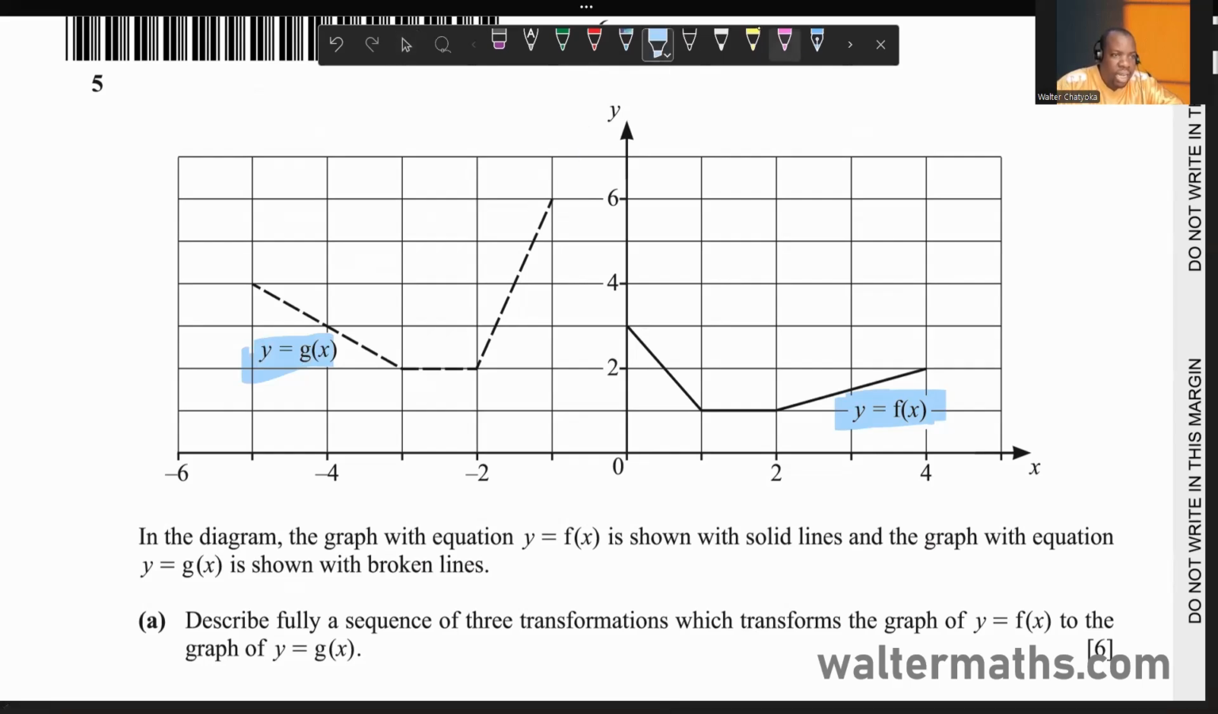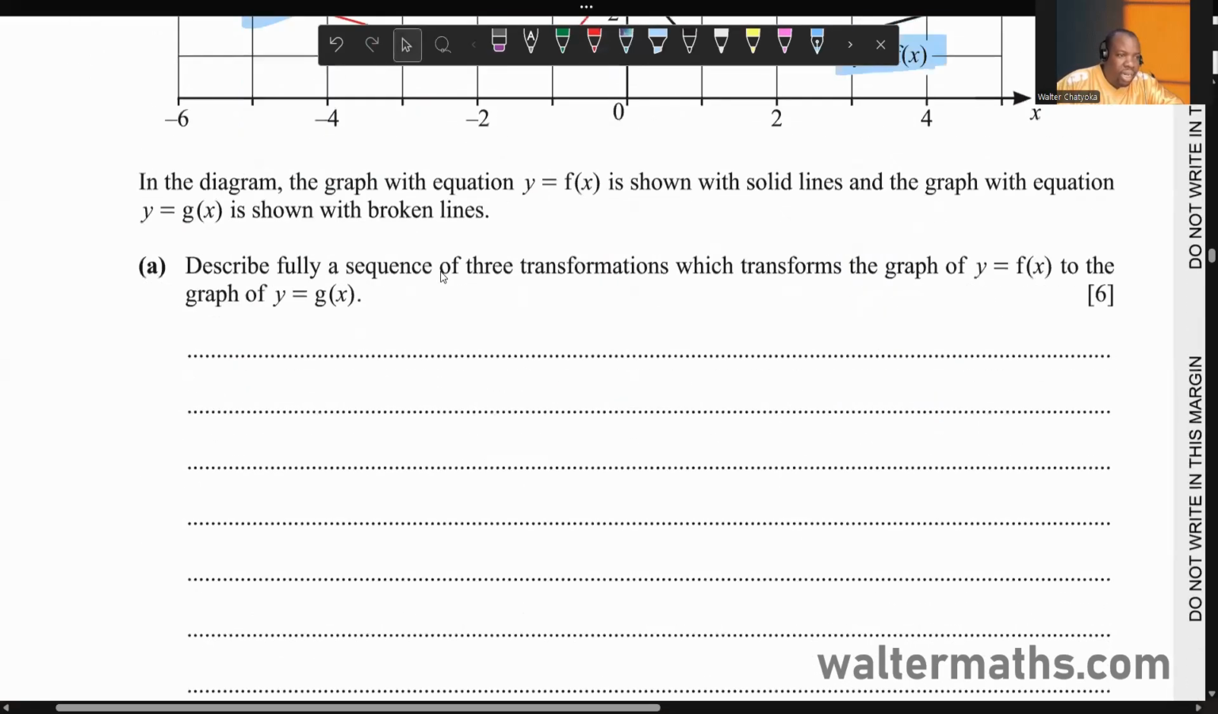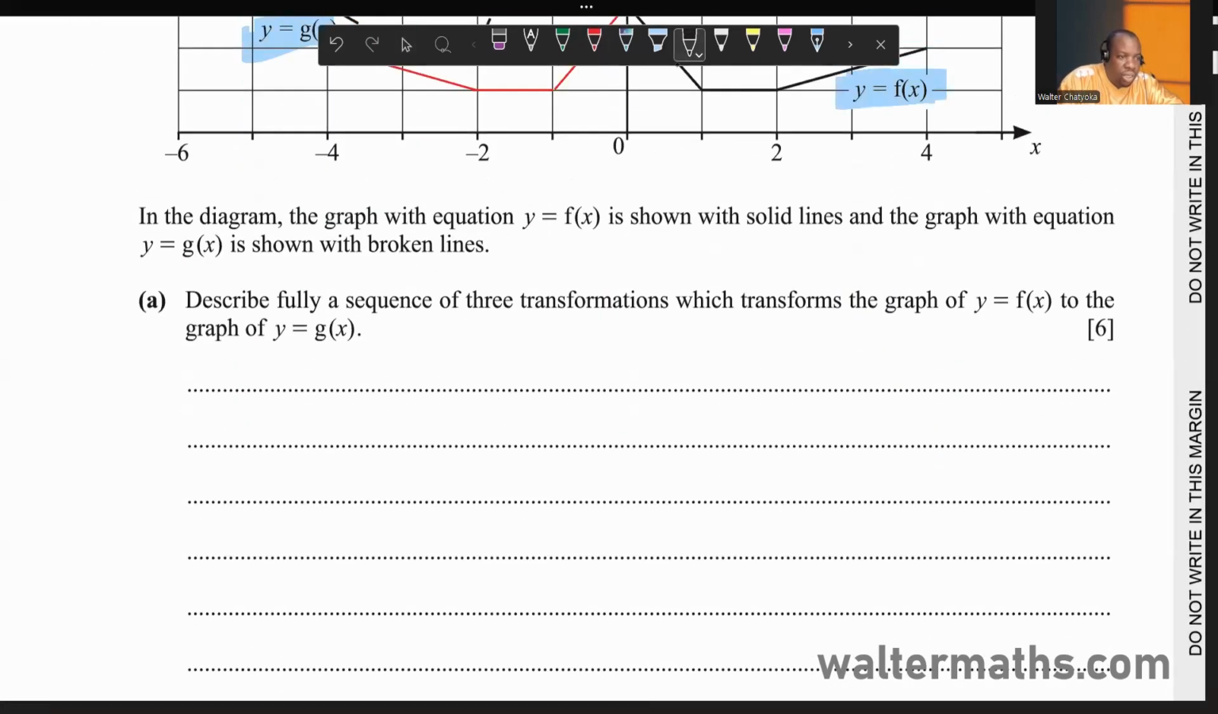In order for us to determine which transformations are happening, just by looking at the graphs, we can see here that the first transformation is a reflection in the y-axis. So the graph y is equal to f of x is reflected this way. So this is the first reflection in the y-axis. I'm going to write that down. So the first transformation is a reflection in the y-axis.